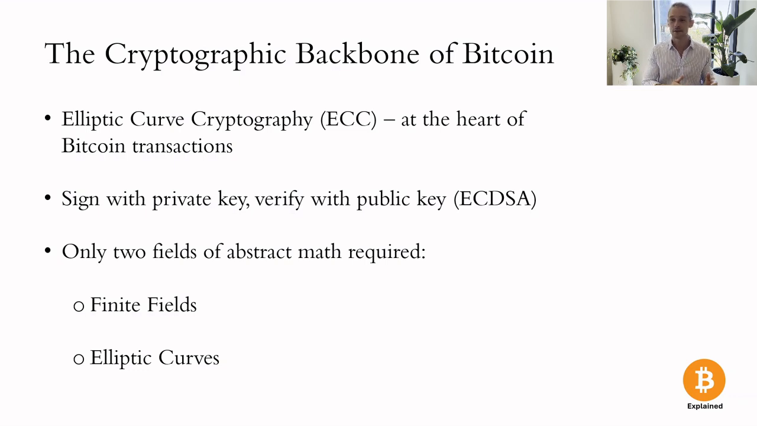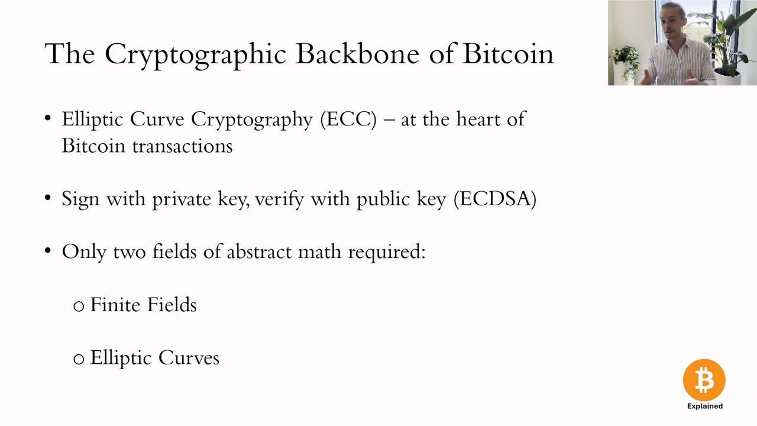Now, this is possible thanks to some clever cryptographic principles and a little bit of abstract mathematics, which is what I'll be teaching you about in this video and the next video. The term elliptic curve cryptography might sound a bit scary at first, but the underlying math really isn't that complicated. The only two fields of abstract mathematics that you need to understand in order to be able to understand cryptography are what's called finite fields, which I'll be talking about in this video, and elliptic curves. Once you understand those two fields of abstract mathematics, you can combine the two to get elliptic curves over finite fields and then move on to elliptic curve cryptography.